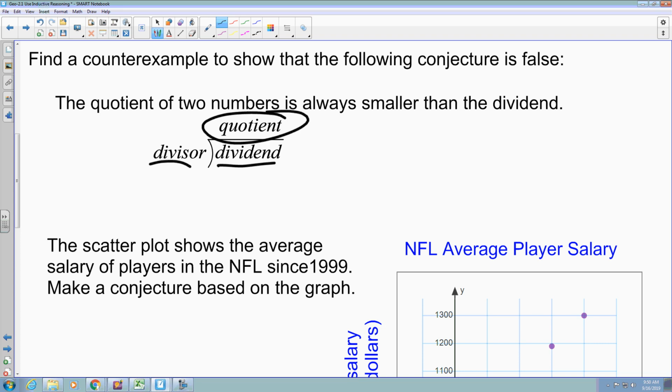So we could say that a dividend of 2 and a divisor of 1/2 or 0.5 is going to result in a number larger than the dividend, which is 4. Okay, so since 2 divided by 1/2 equals 4, that makes that conjecture false.